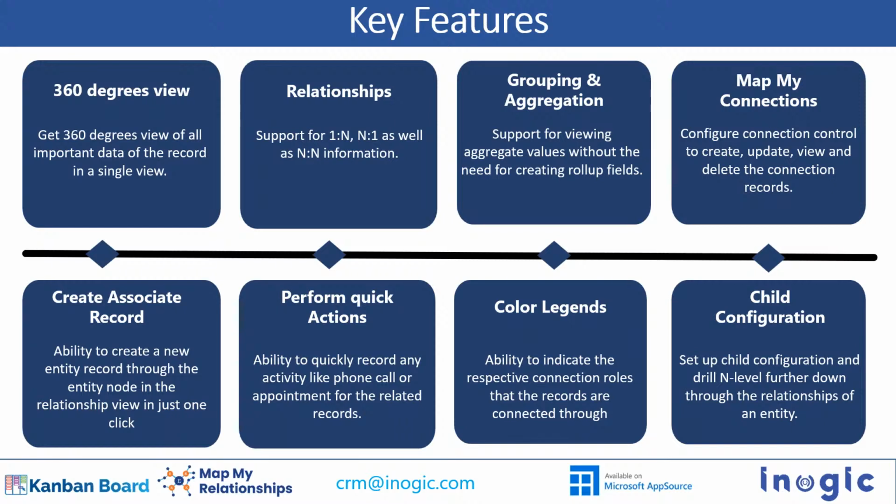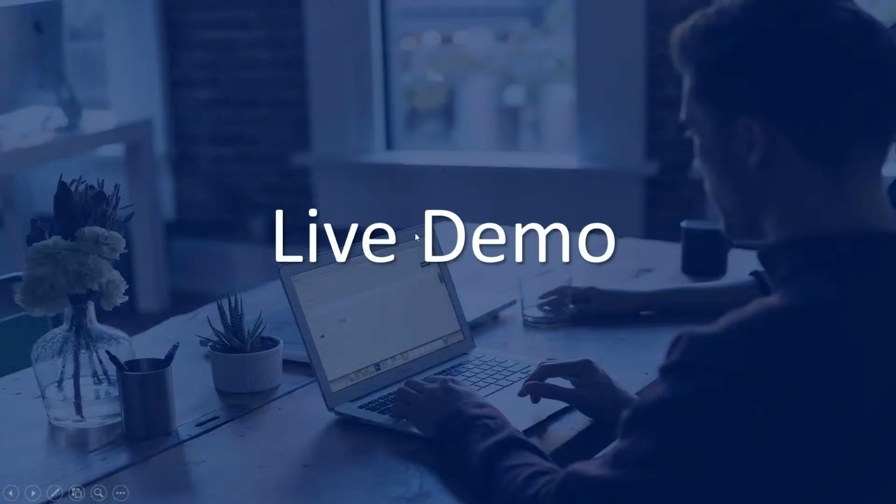The next is the color legends. With Map My Relationships, you have the ability to indicate the respective connection roles that records are connected to. We will definitely touch base on the color legends in some time. And finally, we have the drill down up to nth level. We can set up the child configuration and we can drill down n level further through the relationships of an entity. Now, this provides better clarity of how records are connected to each other and helps to make quick information-based decisions. With that, let me quickly jump into the live demonstration of Map My Relationships.